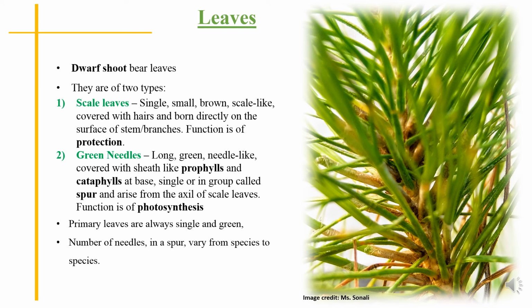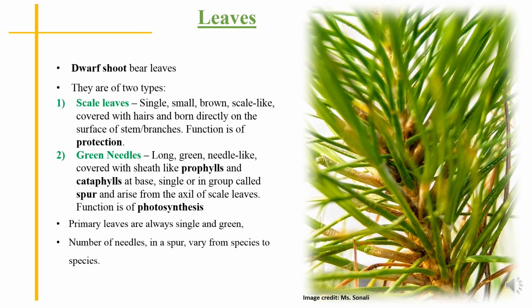Remember, spur is bunch of needles borne in axil of scale leaves, but dwarf shoot is bunch of needles together with scale leaf borne on stem or branch. Do not confuse spur with dwarf shoot. Now, function of these needles, these green colored needles, is to perform photosynthesis.